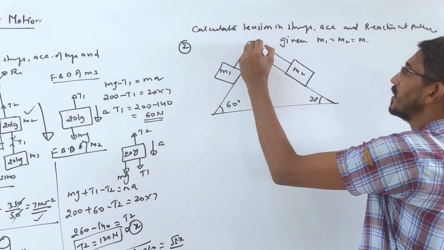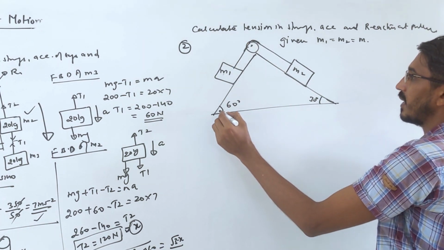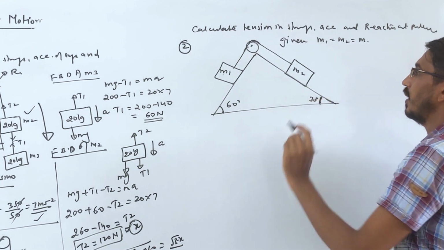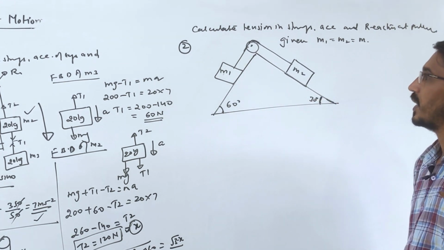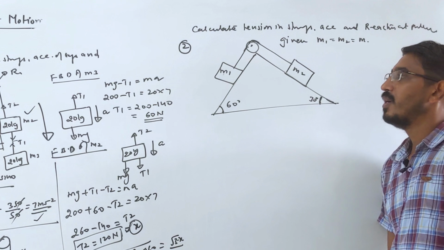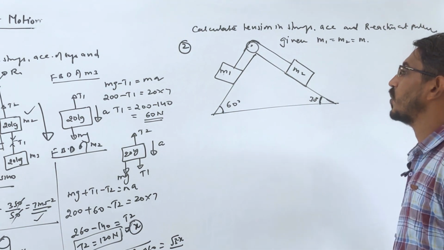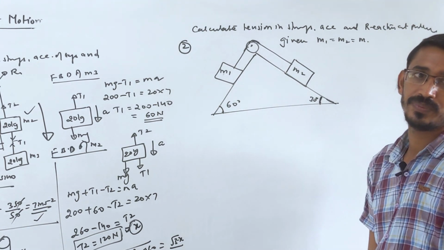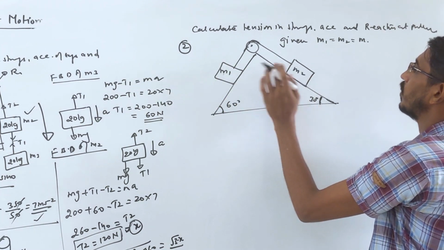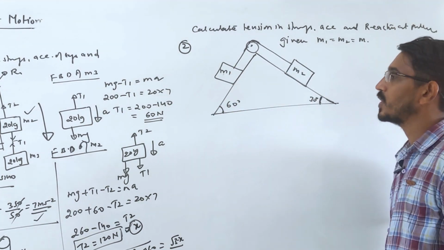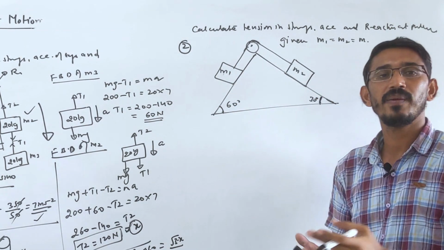So we have to find what is the tension in the string, what is the acceleration of this system, and what is the reaction at the pulley. Again 3 questions, okay. So first you have to understand which block is going up and which block is going down, correct. Masses are given equal, both are m, right. So whose weight component is bigger, that will go down.